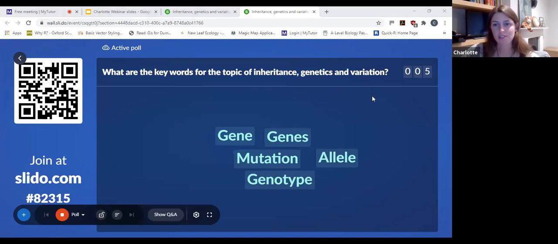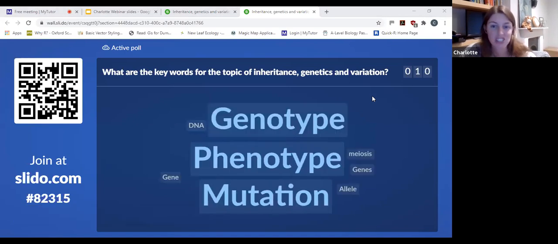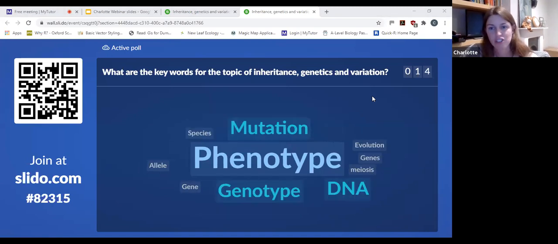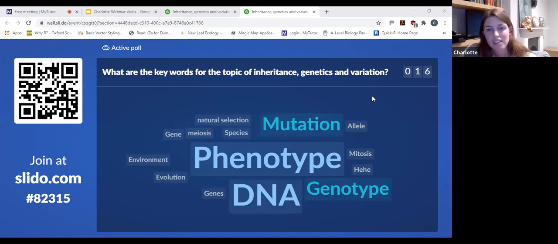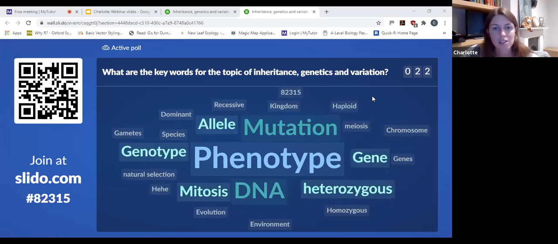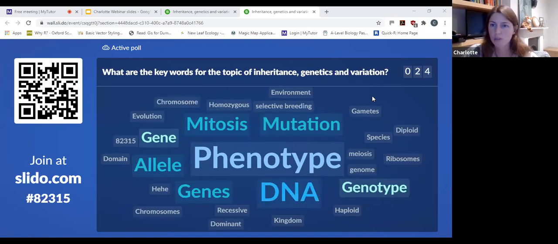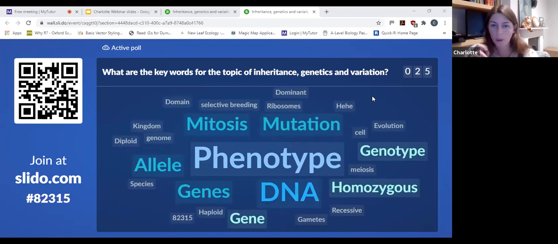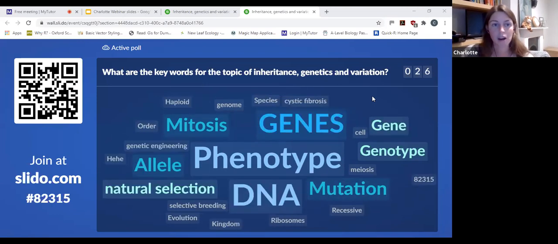Okay, good. We've got a few coming in now. Mutation, genotype and phenotype, big ones. Loads of people are writing those down. That's really good. Evolution, meiosis, allele, gene, species, DNA, environment, good. Mitosis, heterozygous, yes. Natural selection, haploid, homozygous, recessive. Yeah, this is really good. All the stuff that you've learned this week, all of those keywords, pop them down here. We'll get a really good idea of what we think are the most important words as part of this topic.